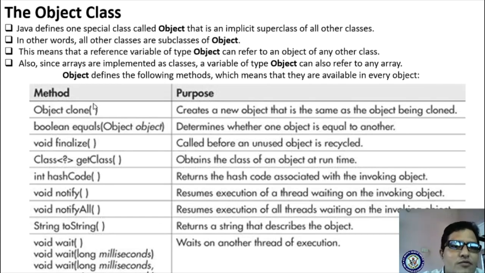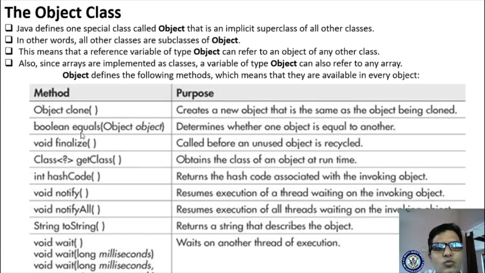Let us see the first method, that is Object clone. What is Object clone? It creates a new object that is the same as the object being cloned. Cloning means making a duplicate, right? If I want to create the same copy, then I use the cloning method. If you use the clone method, a new version of you can also be created. It is also possible, don't think it is not. It is possible in the sense of software. With the growth in technology, we can create our own clone also.